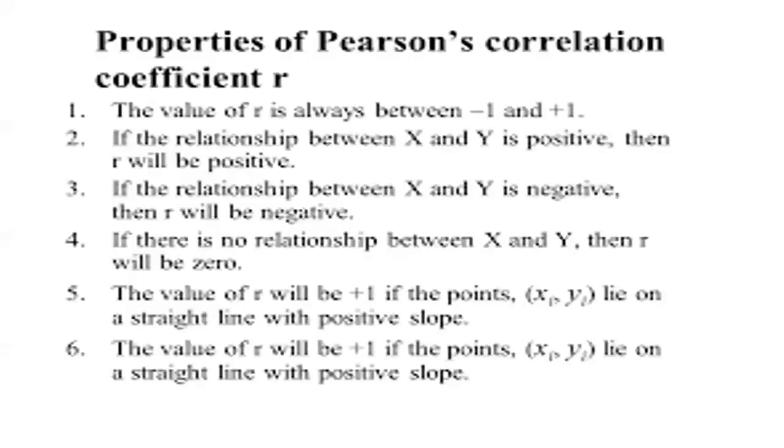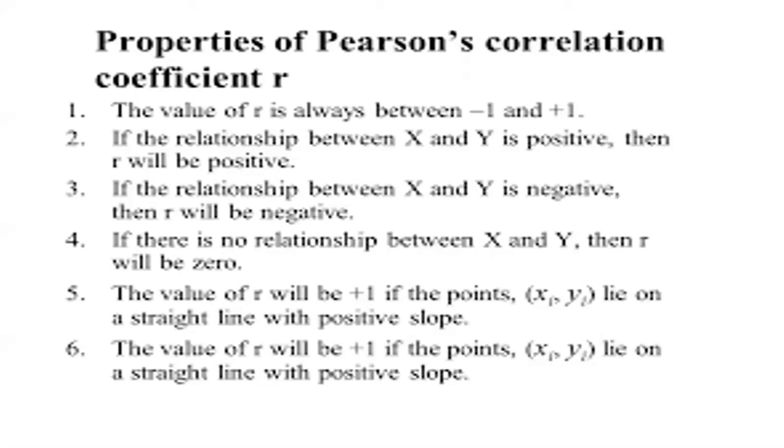Now let's understand the properties of Pearson correlation. Here the properties are very important. The first one is common, which we have studied in rank correlation, that the value will always exist between -1 and +1. Then point 2: if the relationship between X and Y is positive, then R will be positive. Remember this point, because there is a direct relationship. If the relationship is positive, then the value of correlation will be positive. Then if the relationship between X and Y is negative, R will be negative.